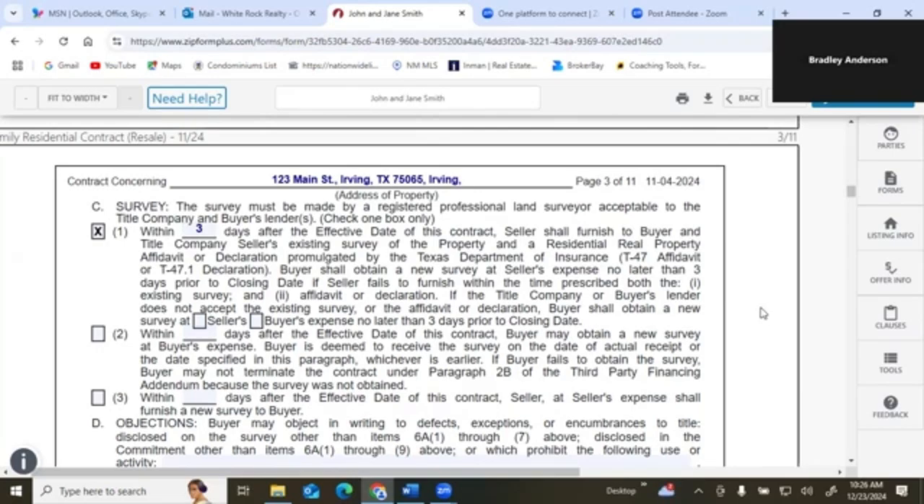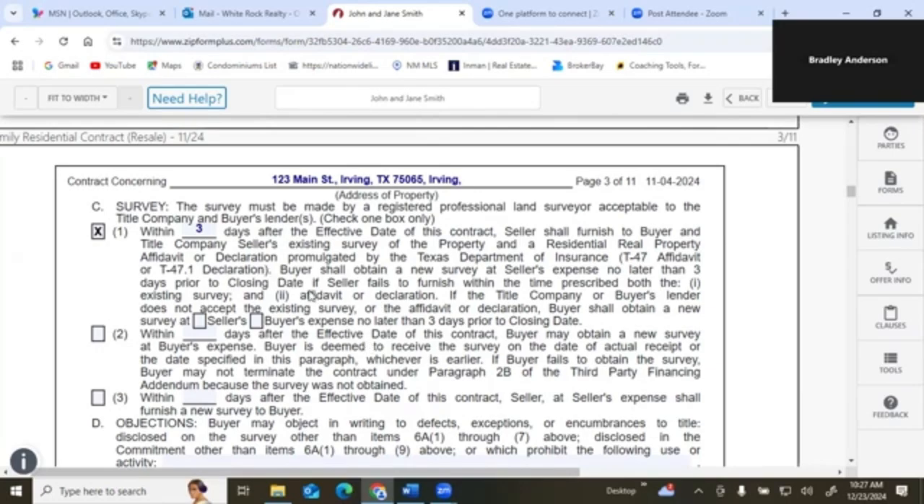Now, there is also an affidavit or a sworn statement that the seller has to sign that pretty much says this survey is current. I didn't add a pool. I didn't add an extension to my patio. I haven't changed the configuration of the property. Okay. But there is also a declaration that pretty much says the same thing, but it does not need to be notarized. Okay.